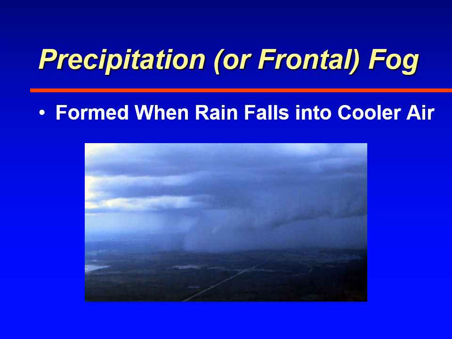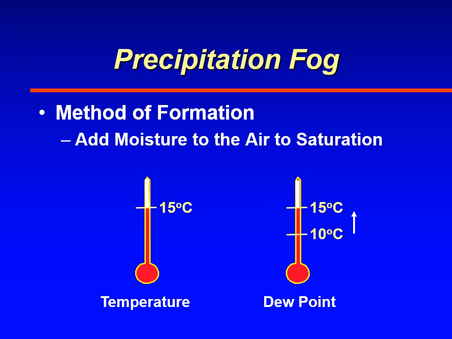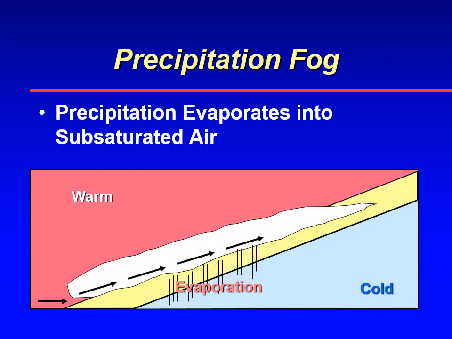Precipitation fog is another kind of fog, and it forms when precipitation falls into cooler air. The way this fog forms is by evaporation, so the dew point goes up to meet the temperature. What happens is precipitation falls into colder air. As that precipitation falls, it evaporates, and that evaporation increases the water vapor content of the air. As the water vapor content increases, it'll finally reach saturation and produce a lower layer of fog.